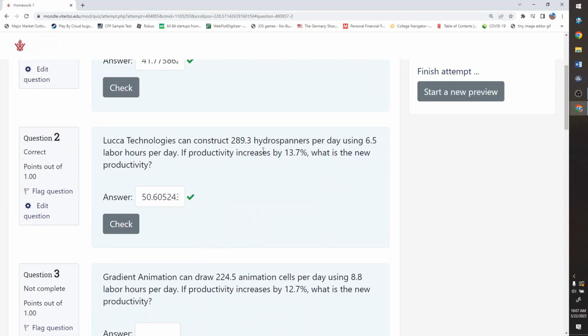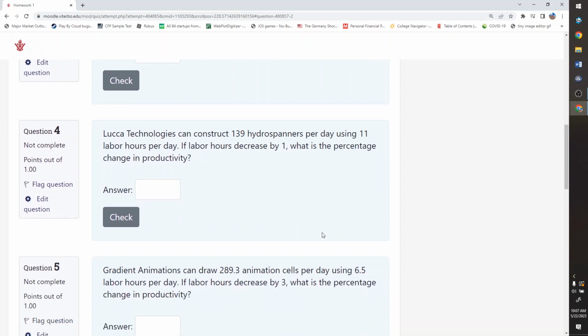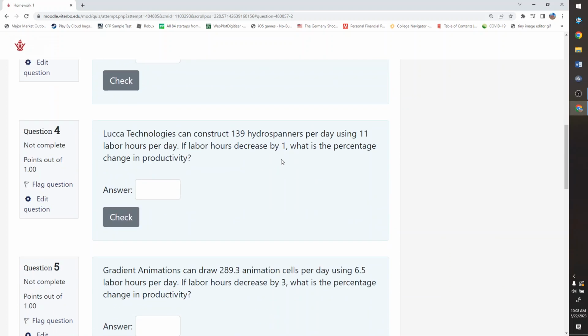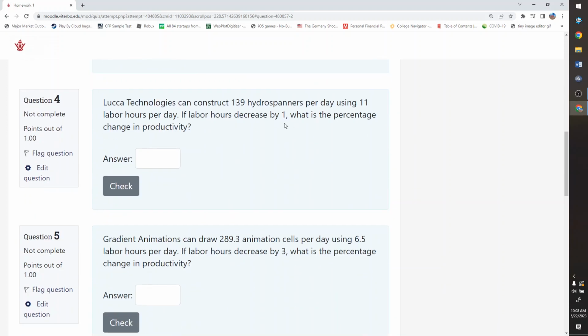So that's how you would do a percentage change. That's the same in question 3. All right, now we're changing the... Now we're doing, I guess, the backwards problem. Instead of using a given change in productivity, we're going to calculate a change in productivity.